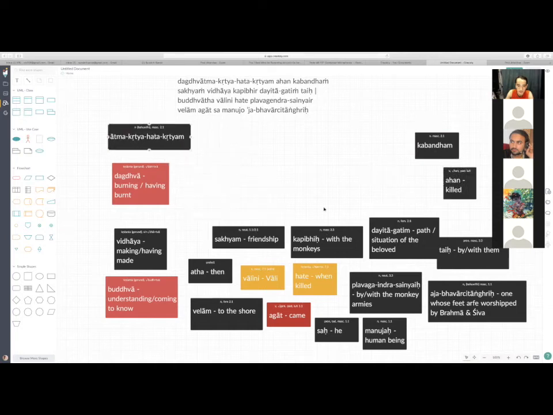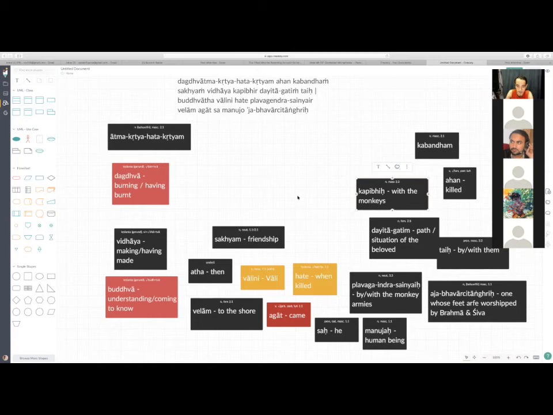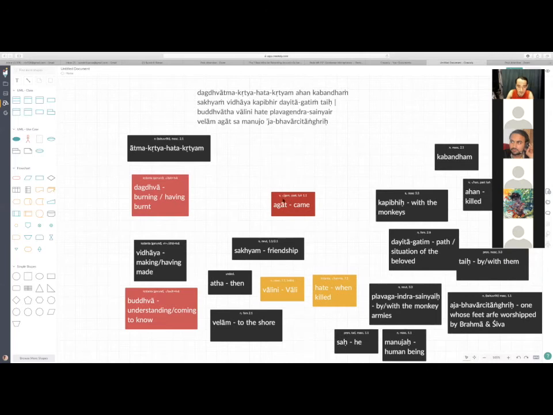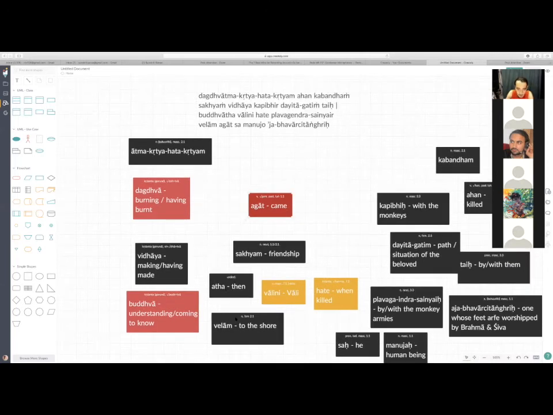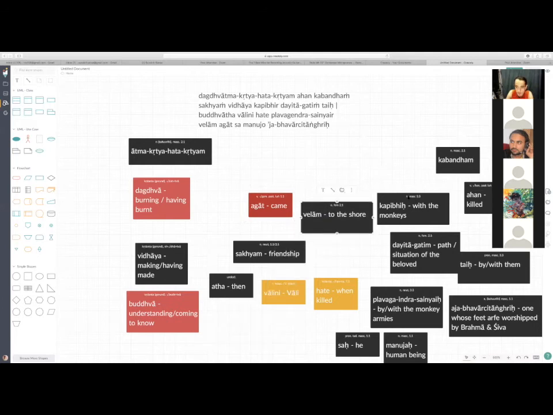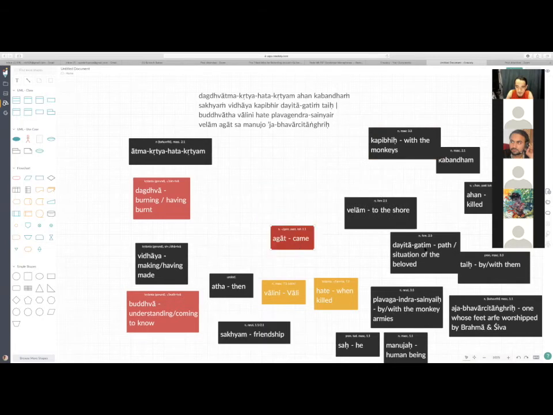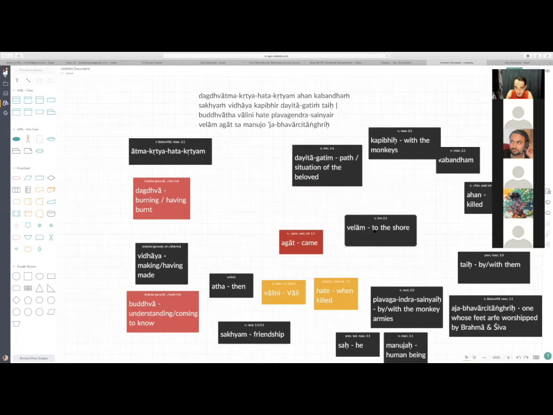We have a direct verb actually, agat. Agat, came. Came where? Let's take the object. Velam, to the shore. Came to the shore. Let's leave some space. Saha manujaha, the subject. That is the object. Came to the shore.